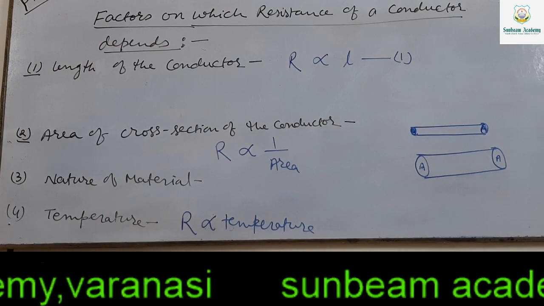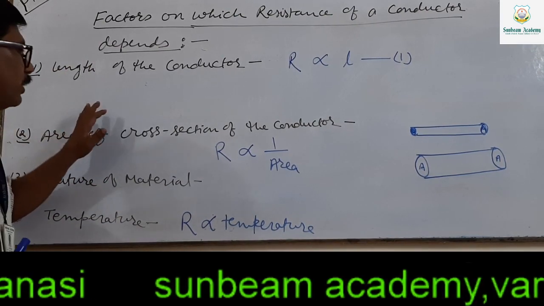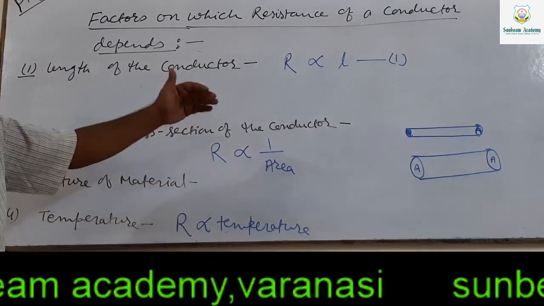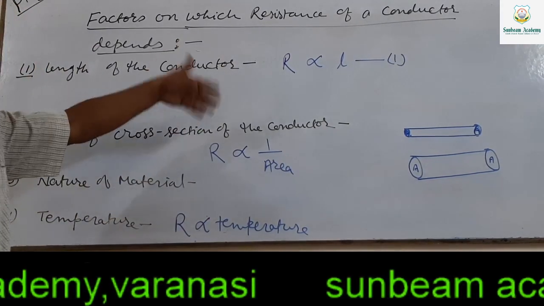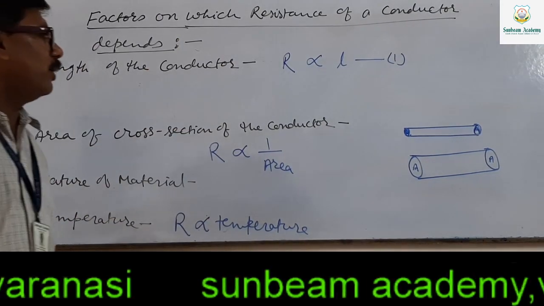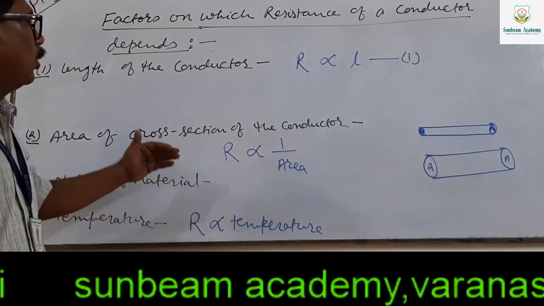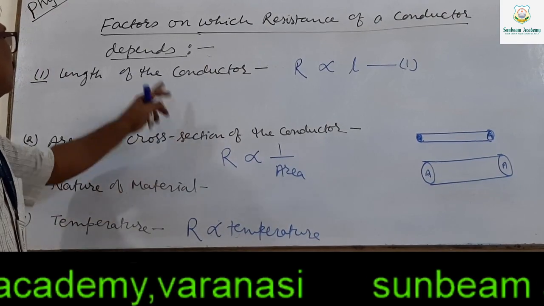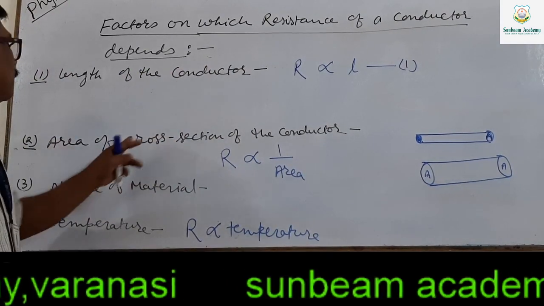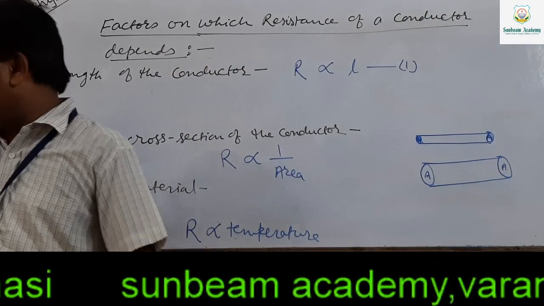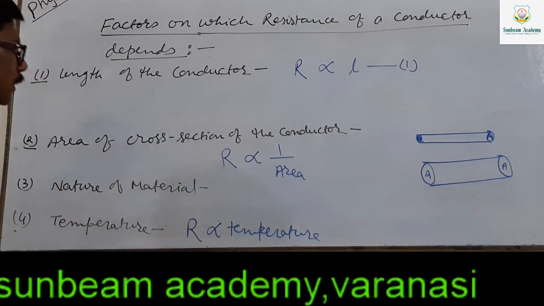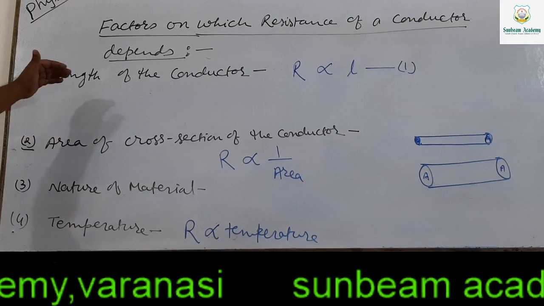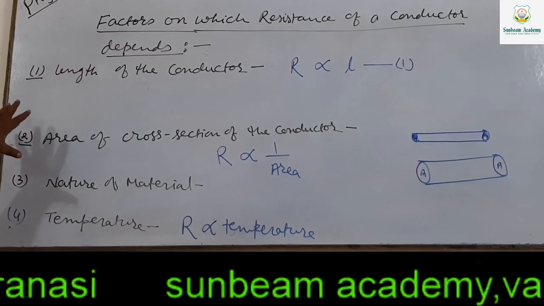So children, up to your syllabus, we will consider these two factors for the derivation: length of the conductor and area of cross section. Now let us see the derivation. Once again, first I will summarize the factors on which the resistance of a conductor depends.